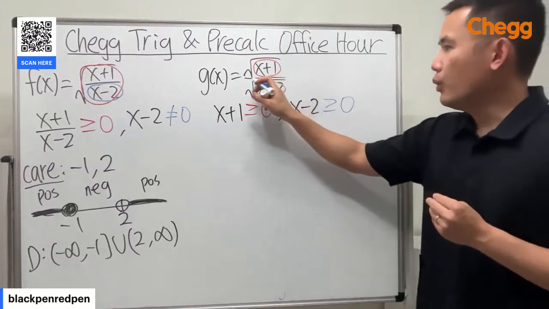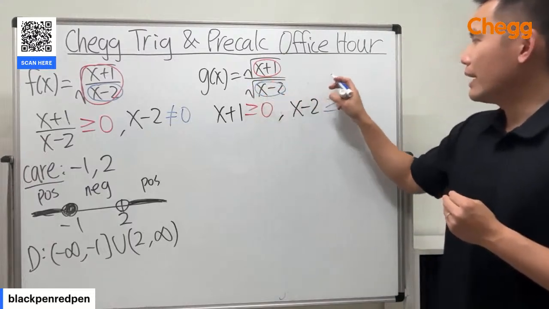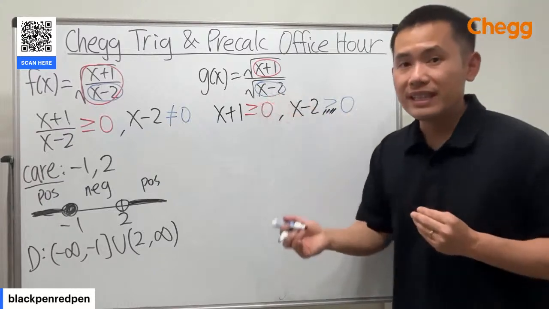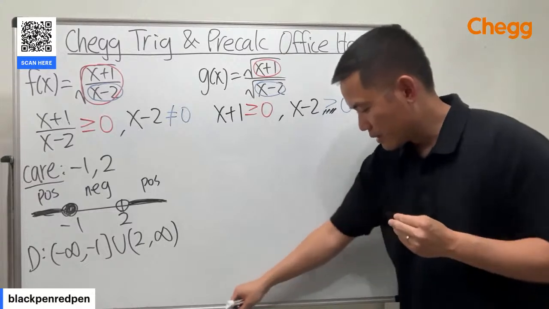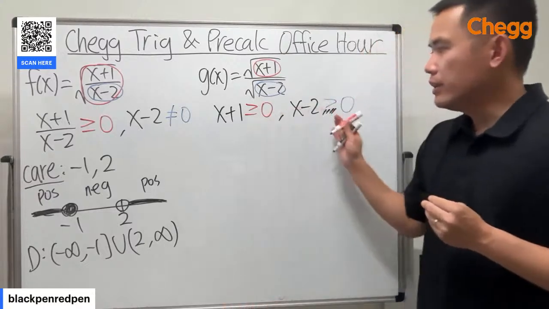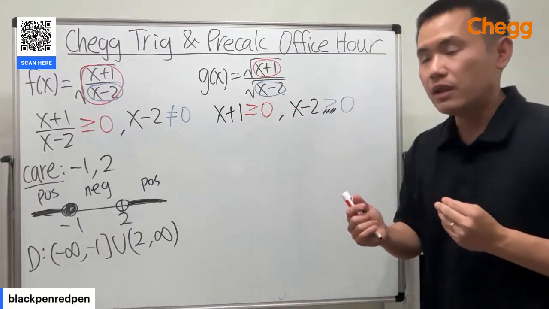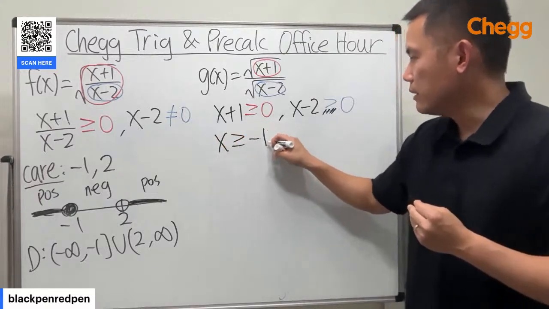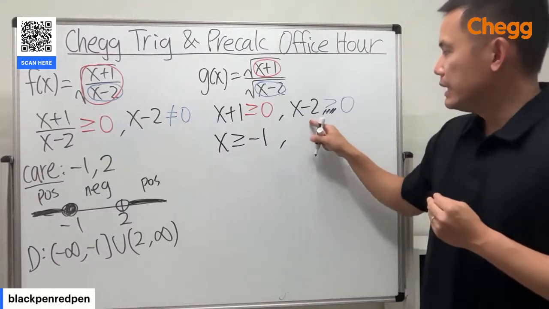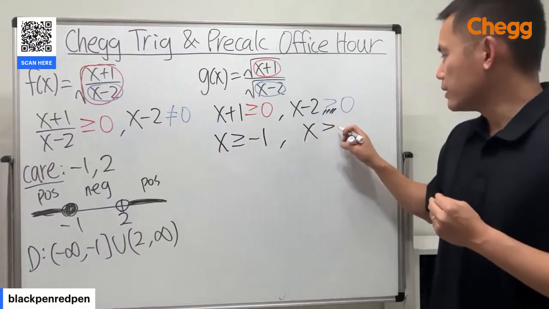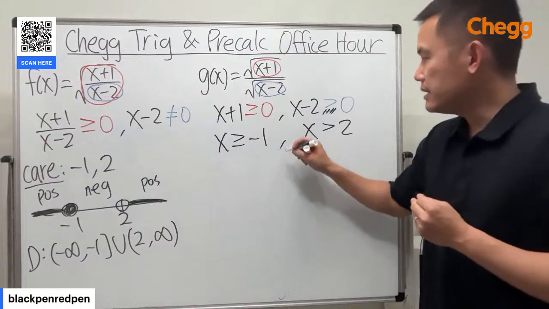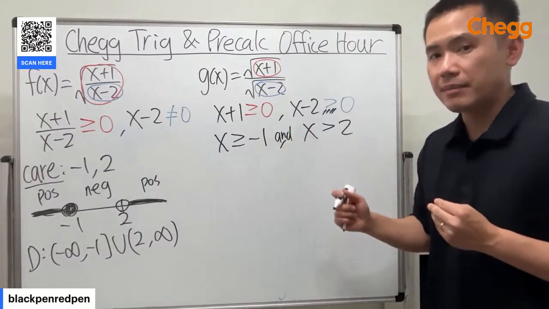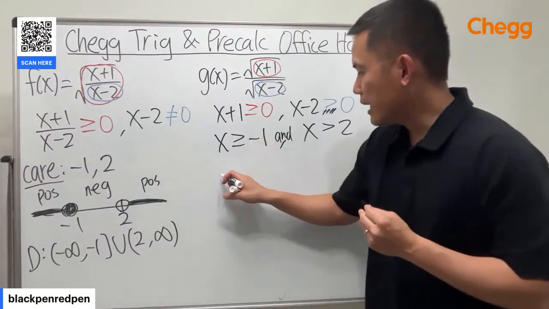But this thing is on the bottom, the whole thing right here, right? So we will have to make sure that we get rid of the negative, because otherwise we'll be dividing by 0. So these are the two inequalities that we have to solve. This right here means x has to be greater than or equal to -1. This means x has to be greater than 2. And this is an AND situation, meaning you have to satisfy both of them at the same time.